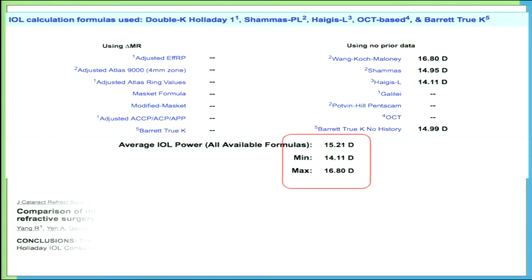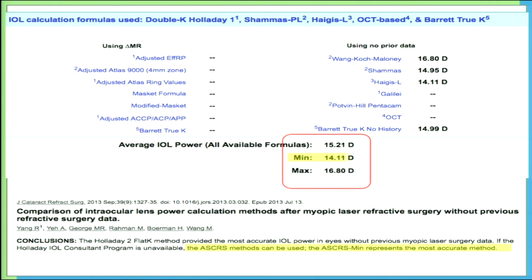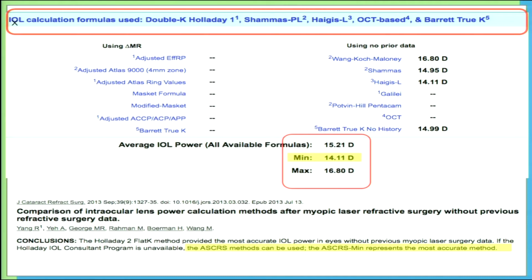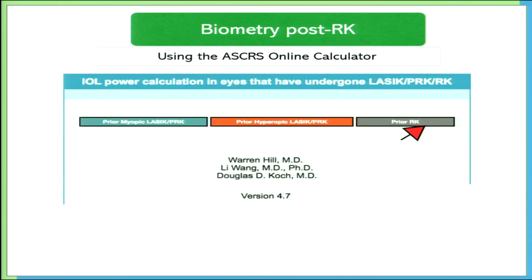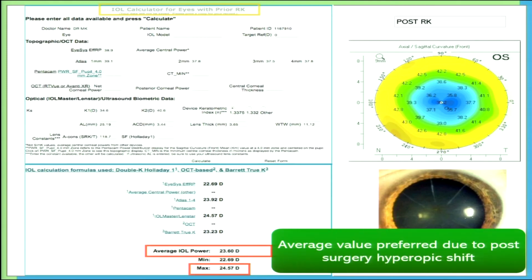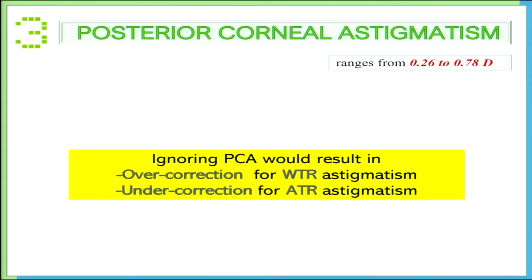So studies have shown that the ASCRS minimum value should be considered most accurate in such cases while calculating the IOL power. However, for post-RK biometry, it's better to use the average or maximum value that the calculation suggests, because there is a hyperopic shift post-operatively.